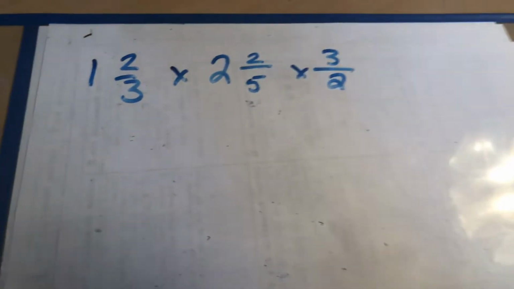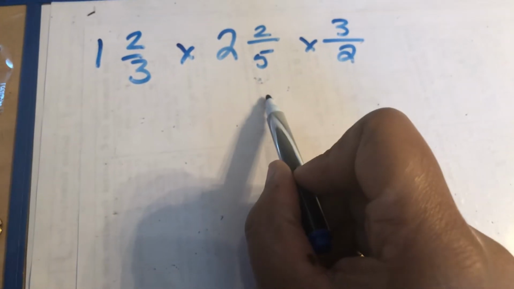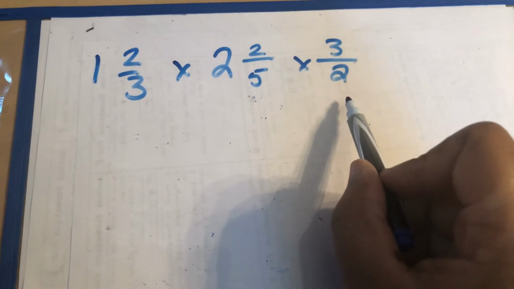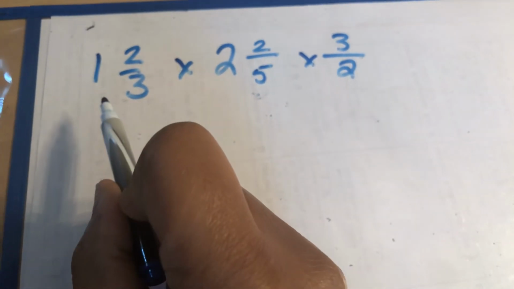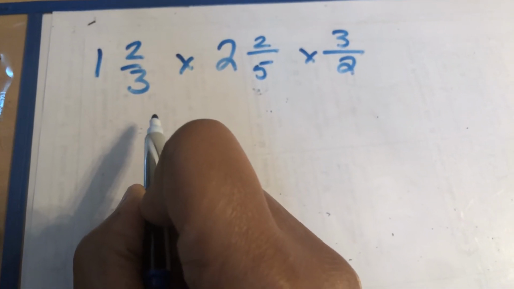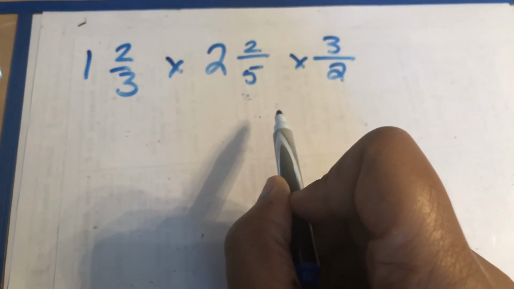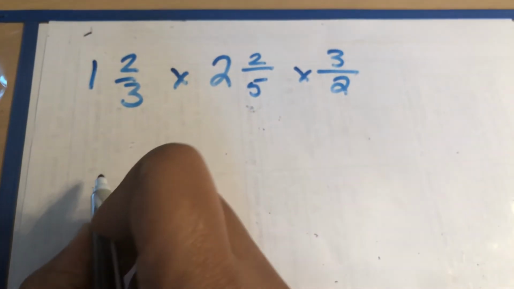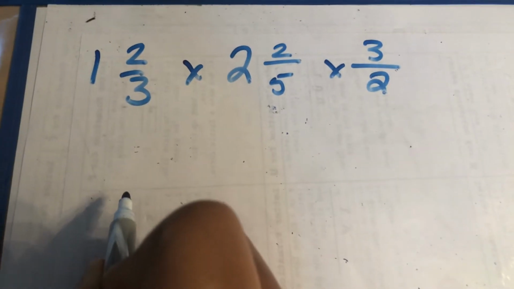So the same rule applies. All right, so you need to convert these mixed numbers into improper fractions. 3 over 2, or 3 halves, is already improper, so we can leave that alone. So we need to turn 1 and 2/3 into an improper fraction, and 2 and 2/5 into an improper fraction. So let's go ahead and follow that pattern that Khan Academy showed you earlier.